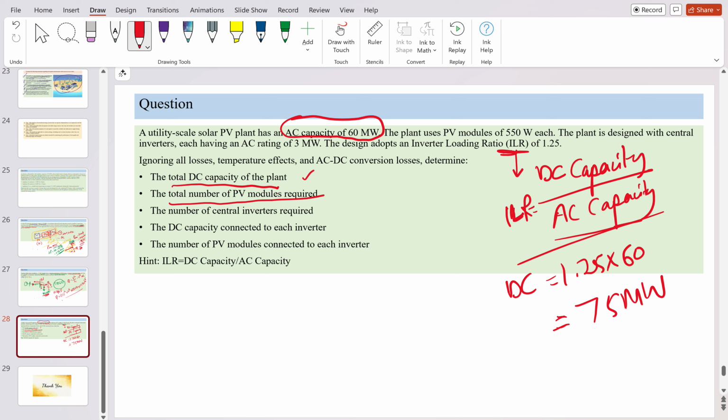That is correct. Why? Because when you see the total number of PV modules required, one PV module is at standard test condition power level of 550 watt. What is the power? Power is basically VDC times IDC. And the power which is already given here is 550 watt.